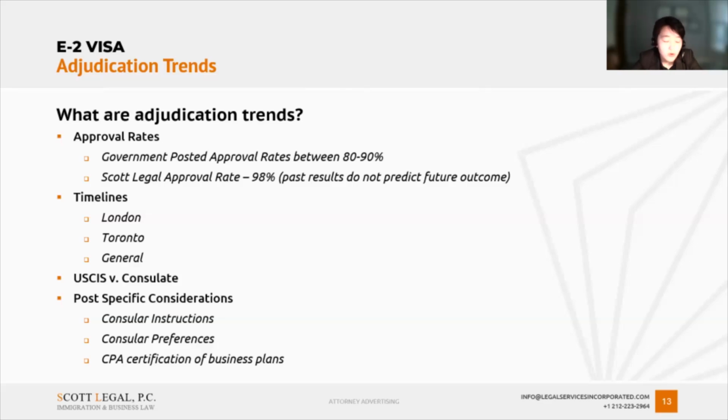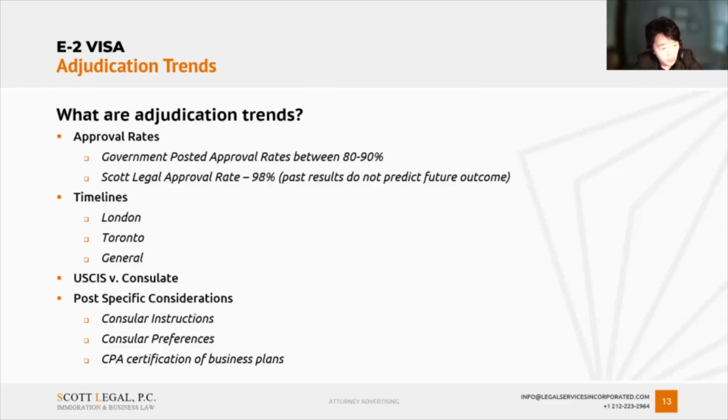You will need to pay more, of course, but that is an option. Other considerations when you're choosing between applying for a change of status versus applying for an E-2 visa at a consulate. USCIS can also be more lenient about the amount of investment. So we have seen approvals with significantly lower investment amounts than what we typically see at a visa application through a consulate. So that is one aspect that can help your case.